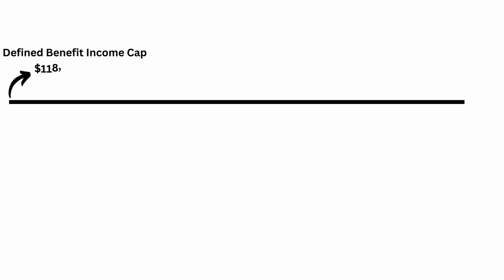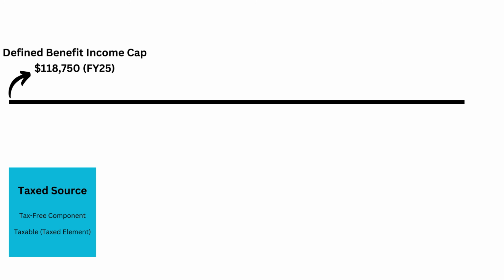First, we will draw a line representing the defined benefit income cap, which is $118,750 for the financial year 2025. Then we will compare your defined benefit pension to this cap. Think of it like stacking Lego pieces. The taxed source, which includes both the tax-free and taxable taxed components, is always placed at the bottom. On top of that, you stack the untaxed source.